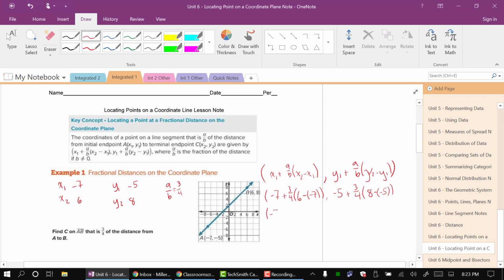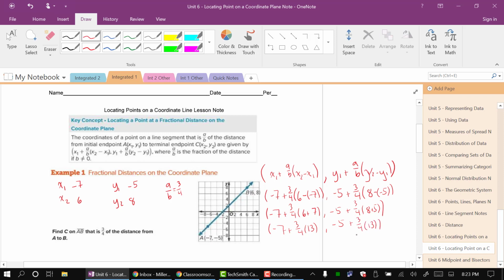So this gives me -7 plus 3/4. 6 minus -7 becomes 6 plus 7. And then we have -5 plus 3/4. 8 minus -5 becomes 8 plus 5. So we have -7 plus 3/4 times 13. And then we have -5 plus 3/4 times 13.